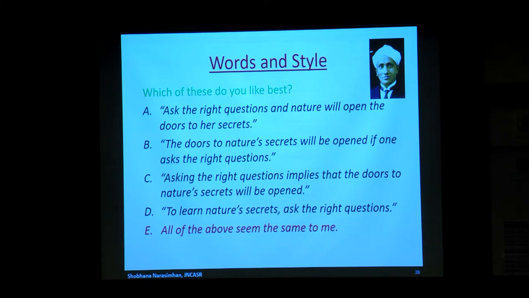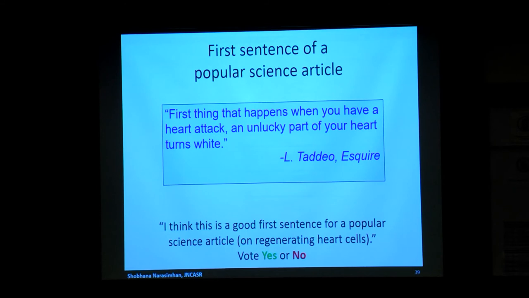Okay, so I'll just have two more examples and then I'll finish. Maybe I'll skip this because we're over time. I'll just ask you this one. This is for a popular talk. It says, first thing that happens when you have a heart attack, an unlucky part of your heart turns white. How many like this sentence? How many don't like this sentence? Okay, why do you like it, somebody who likes it?